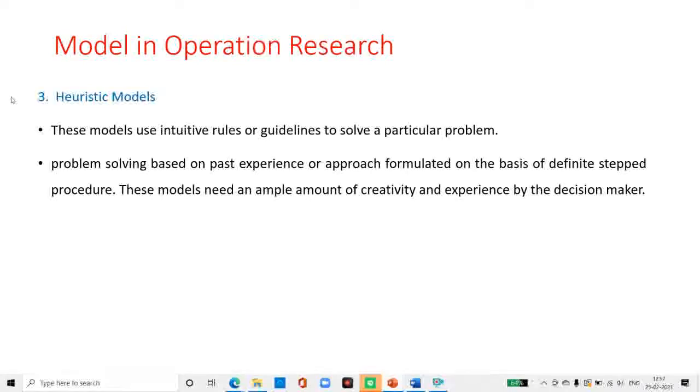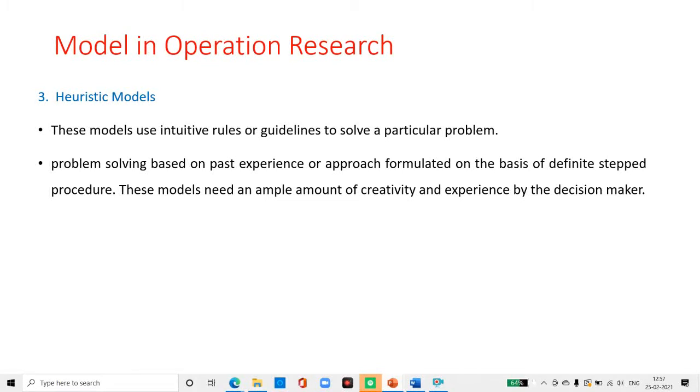In this model, it uses intuitive rules or guidelines to solve the particular problem. These models are not based on any definite mathematical expression or relationship, but on problem solving based on past experiences, or an approach formulated on the basis of a definite stepped procedure.